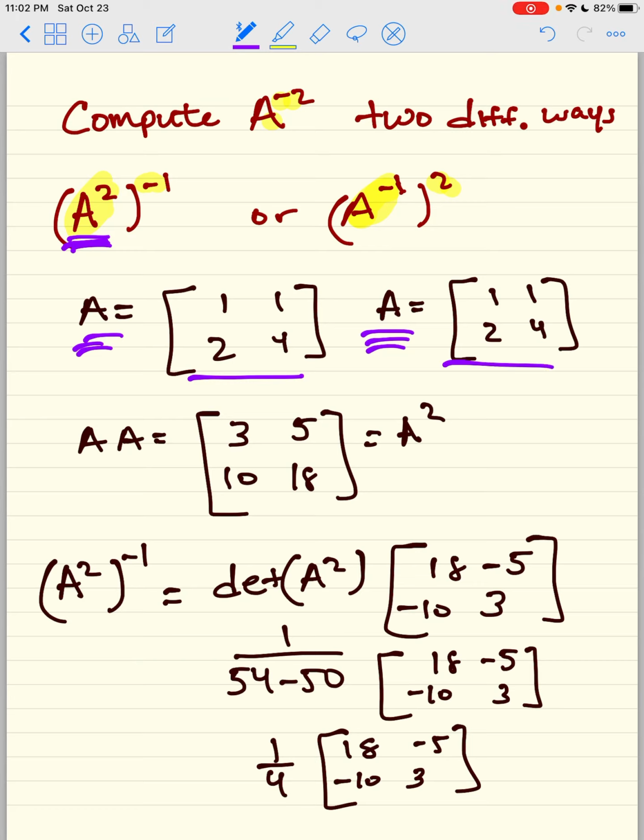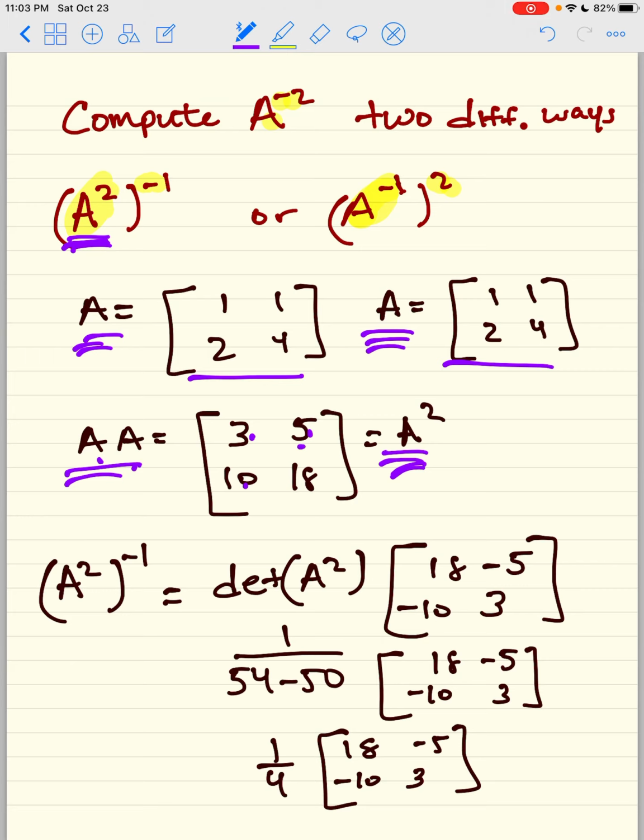If you multiply those out, guys, we're going to get 3, 5, 10, 18. You can pause the video and confirm it, but we do this by this times this, right? 1 times 1 is 1, 1 times 2 is 2, 1 plus 2 makes 3, and so on. So just assume that you're with me. A times A is A squared, and you get 3, 5, 10, 18.